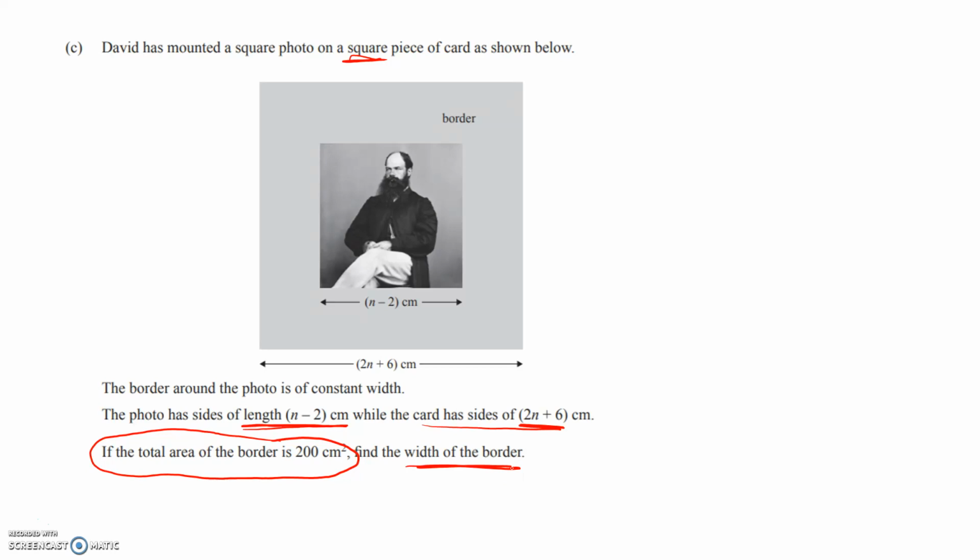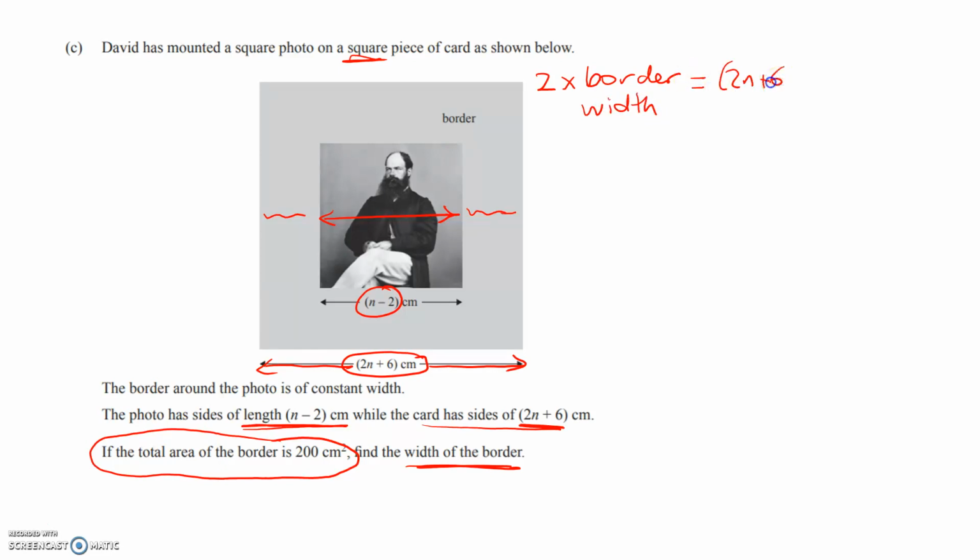So let's first of all figure out, well, what is the width of the border? Because it's not that hard to work out. I know that the width of the whole thing is 2n plus 6. And the width of the photo is just n minus 2. So I've got border here and I've got border here. So the difference between these two numbers is going to be twice the border. So let's start by saying that. So 2 times the border, or the border width, is equal to 2n plus 6 take away n minus 2.